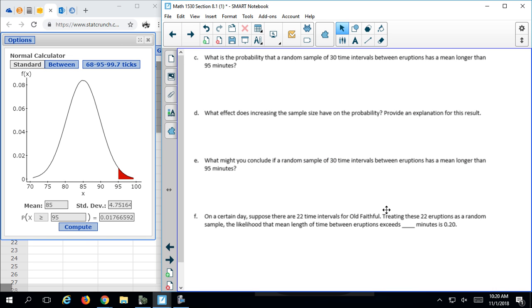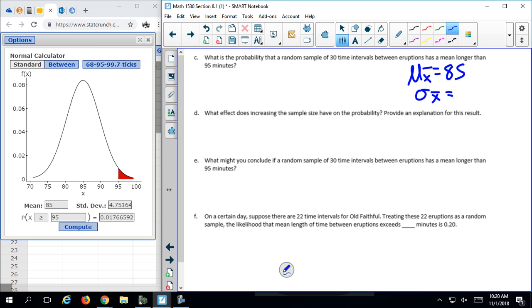What's the probability that a random sample of 30 time intervals between eruptions has a mean longer than 95? So now the sample size is 30. Well, the mean is still 85. It doesn't change. The standard deviation does change. Now we're going to divide by the square root of 30. And we're going to change that number in our calculator, the normal calculator.